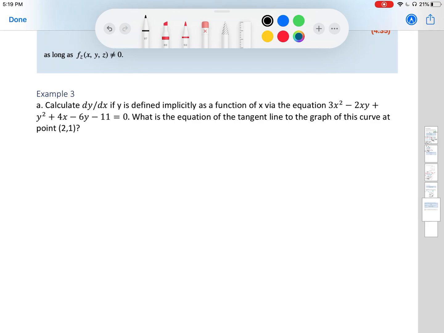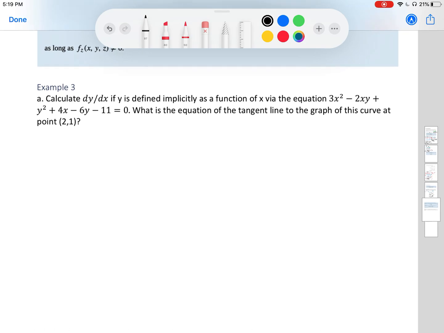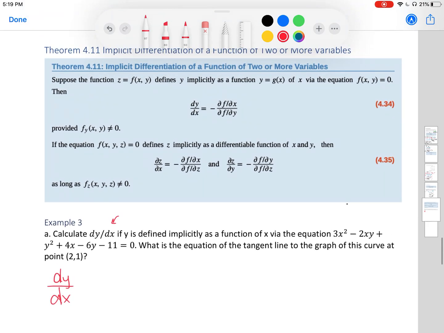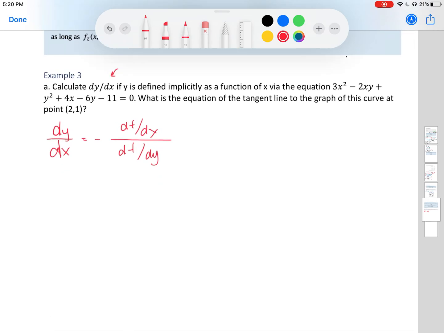Okay, well, let's go ahead and use our definition. We want dy/dx, and dy/dx is defined by negative df/dx divided by df/dy. So let's go ahead and find the derivative of function f in terms of x, df/dx, and then also find the derivative of function f in terms of y.